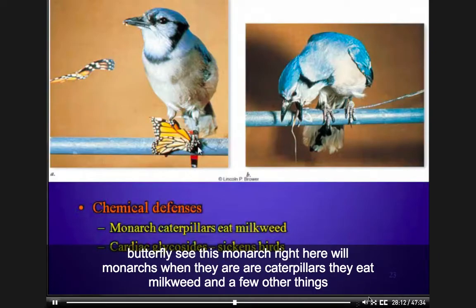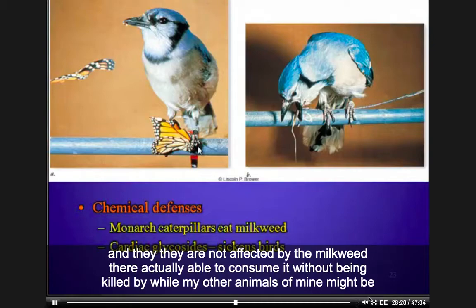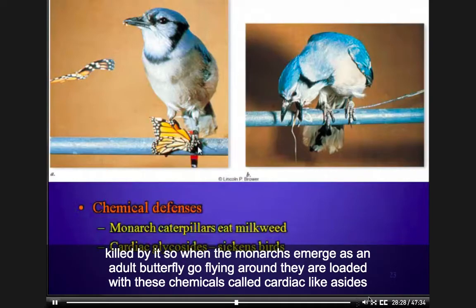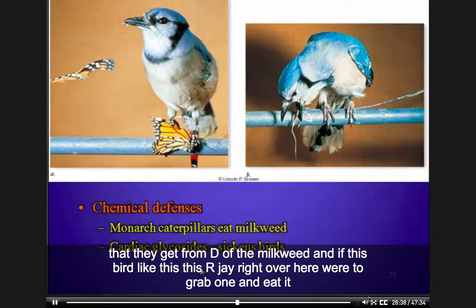See this monarch right here? Well, monarchs, when they are caterpillars, eat milkweed and a few other things. And they are not affected by the milkweed. They're actually able to consume it without being killed by it, while other animals might be killed by it. So when monarchs emerge as an adult butterfly and go flying around, they are loaded with these chemicals called cardiac glycosides that they get from the milkweed.